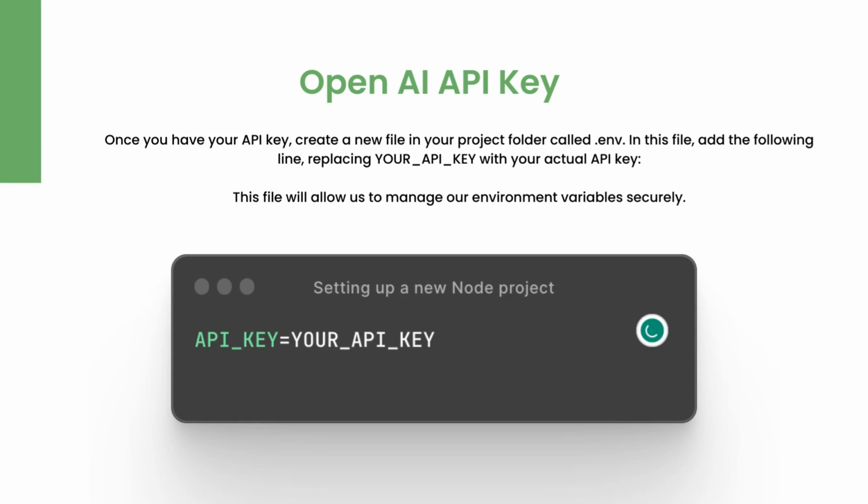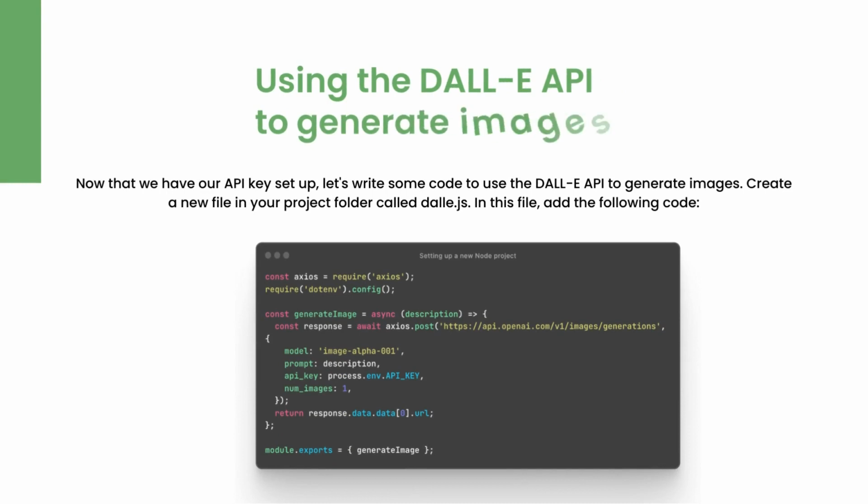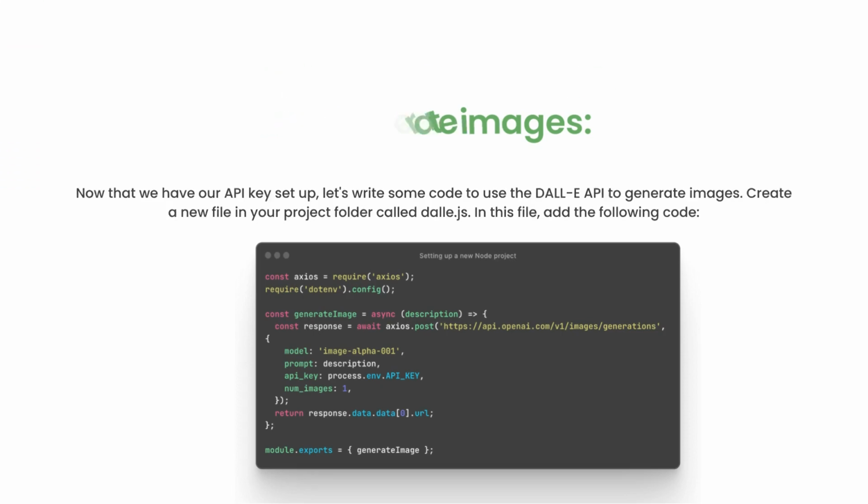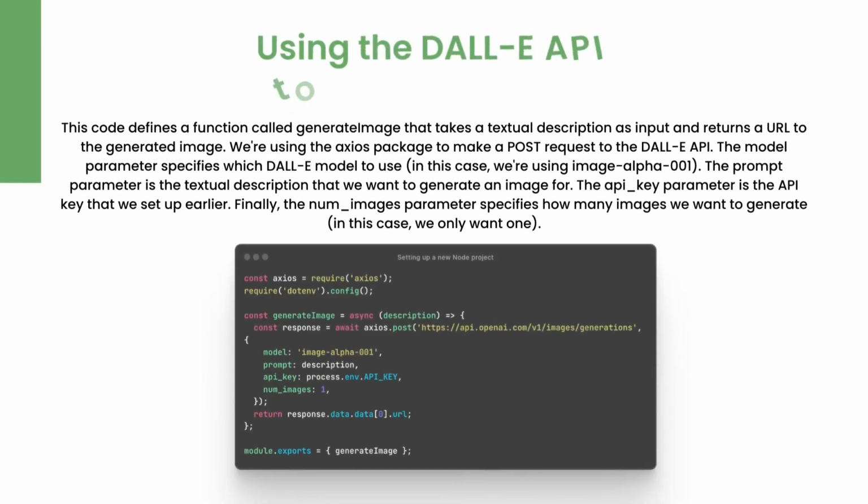Now that we have our API key set up, let's write some code to use the DALL-E API to generate images. Create a new file in your project folder called DALLE.js. In this file, add the following code. This code defines a function called generateImage that takes a textual description as input and returns a URL to the generated image. We're using the Axios package to make a POST request to the DALL-E API.